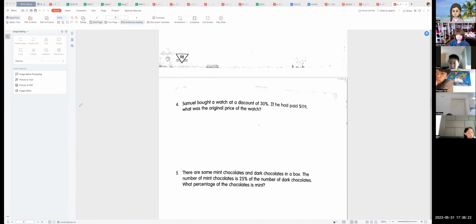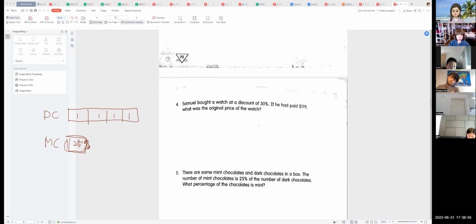So there are some mint chocolate and dark chocolate in a box. The number of mint chocolate is 25% of the number of the dark chocolate. So this is dark chocolate, and this is mint chocolate. So this is 25%, and this is the whole thing. 25% is exactly like 1/4. 对不对？那这个是 25，那这个是一份，这个是一份。So that means the dark chocolate has 4 units, and the mint chocolate only has 1 unit.